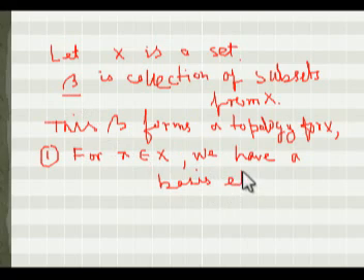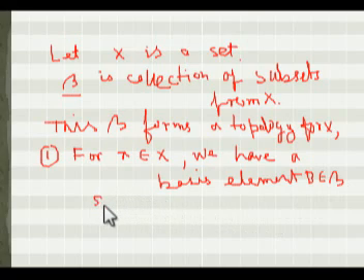We have a basis element B belonging to beta such that B contains x. For each element we must find this. So the whole set X can be covered by the collection beta. You can say this: B contains the element x.